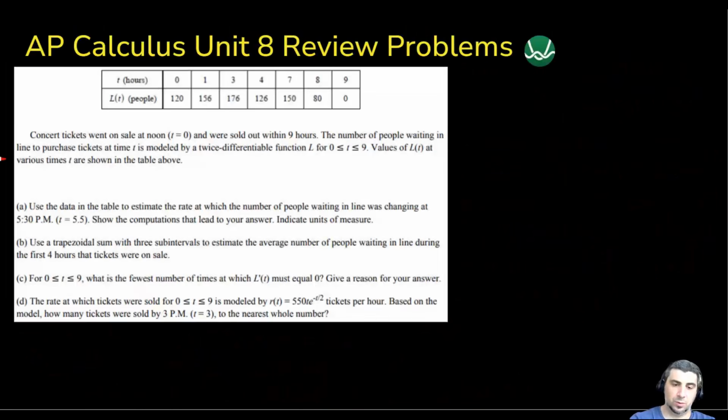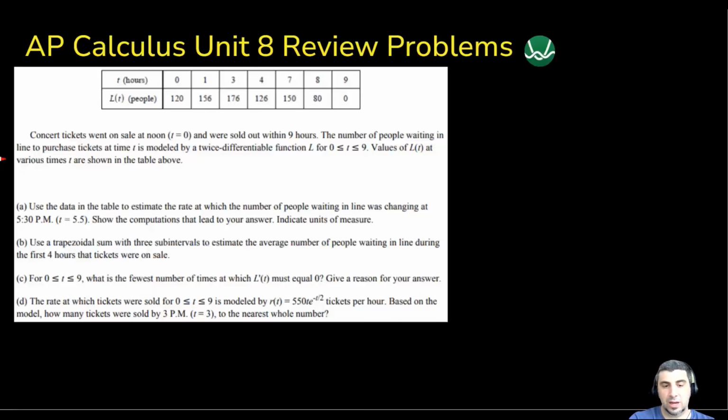Let's move on to Part D. Part D, the rate at which tickets were sold from 0 to 9 is modeled by R equals 550 t e to the negative t over 2 tickets per hour. Based on the model, how many tickets were sold by 3 p.m., t equals 3, to the nearest whole number?